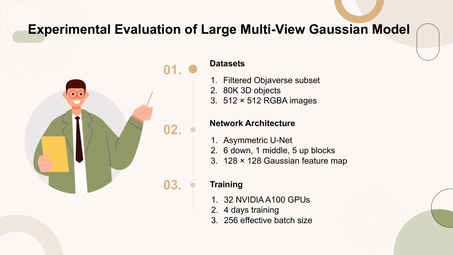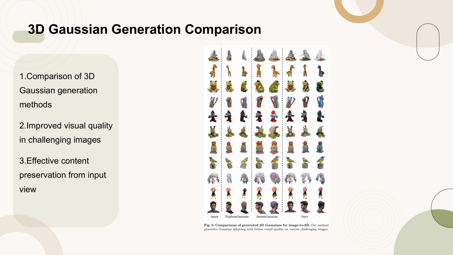The experiments were conducted using a filtered subset of the Objaverse dataset, resulting in approximately 80,000 3D objects. The network architecture employed an asymmetric U-net with 6 down blocks, 1 middle block, and 5 up blocks, producing a Gaussian feature map of 128 by 128. Training was performed on 32 NVIDIA A100 GPUs over a period of 4 days, utilizing an effective batch size of 256. Figure 5 presents a comparison of generated 3D Gaussians for the image to 3D task.